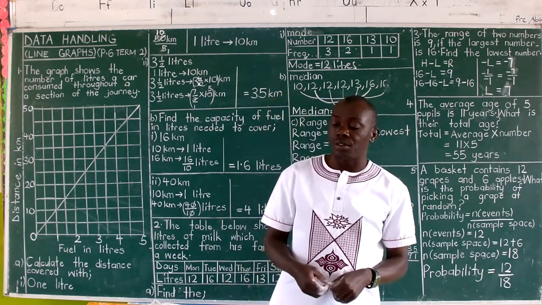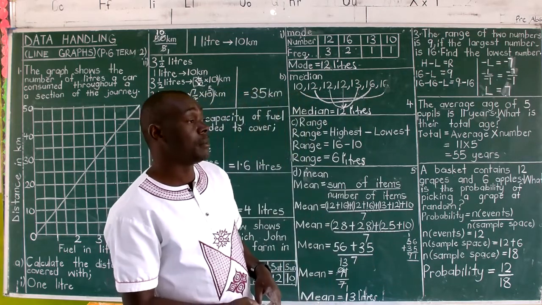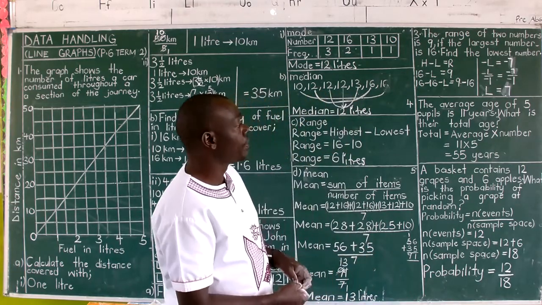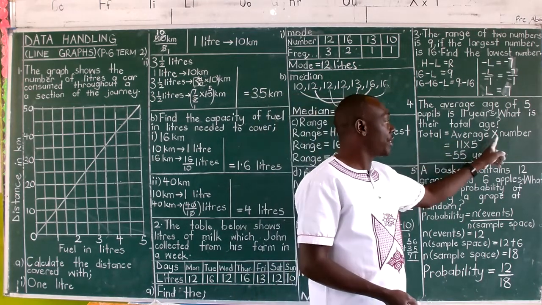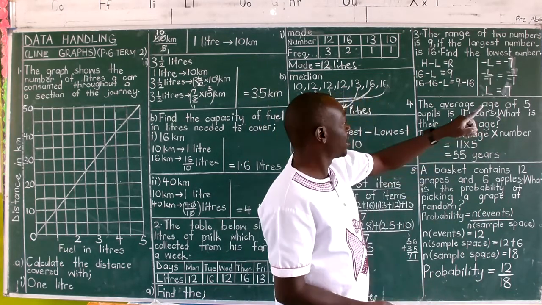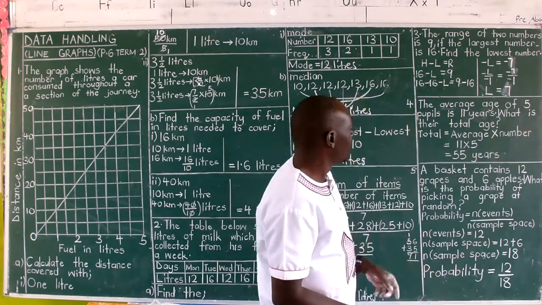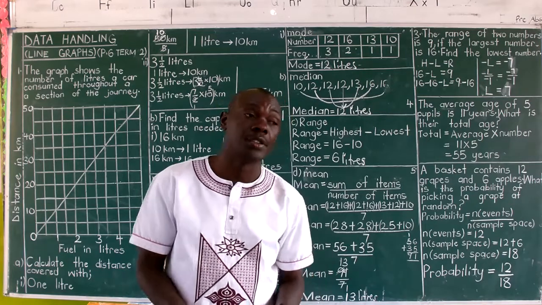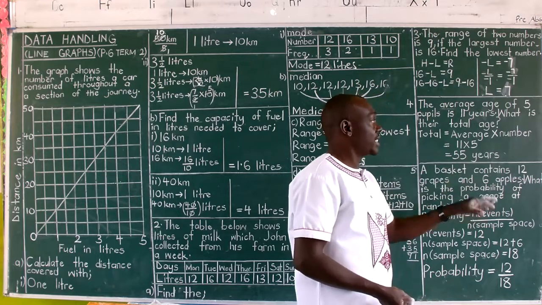You know, average equals sum of items divided by number of items. The word sum is the same as total. So we get that total when we multiply average by the number. So total or sum equals average times number of items. The average is 11 years and the number of pupils is 5. So you get 11 years times 5. So the total age is 55 years. That's how we get back the sum of their ages.